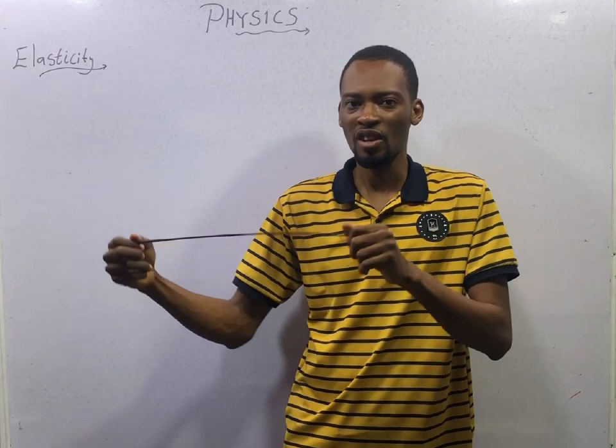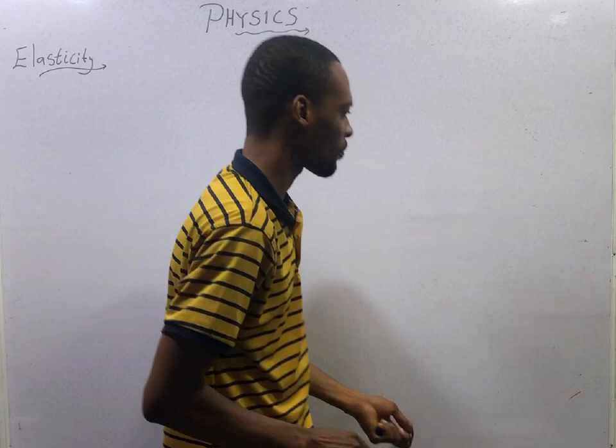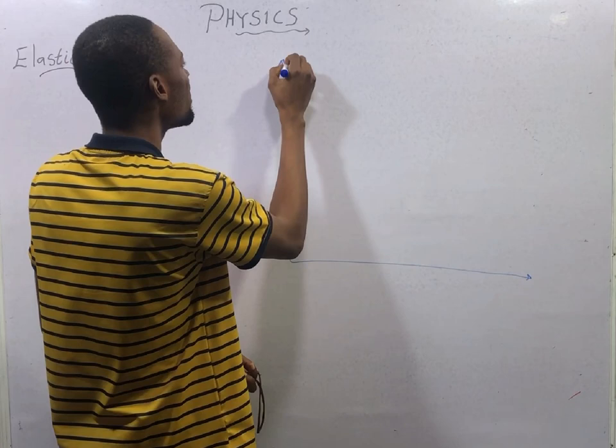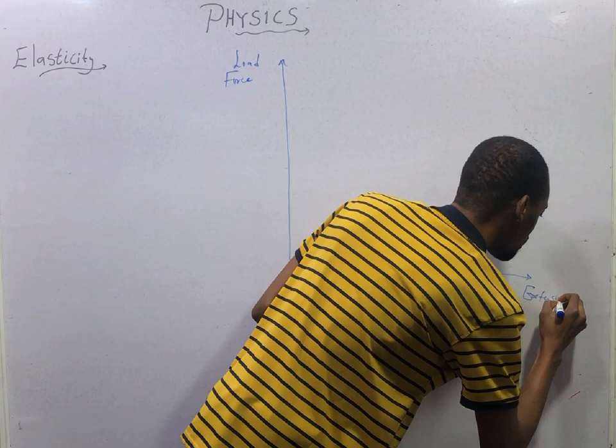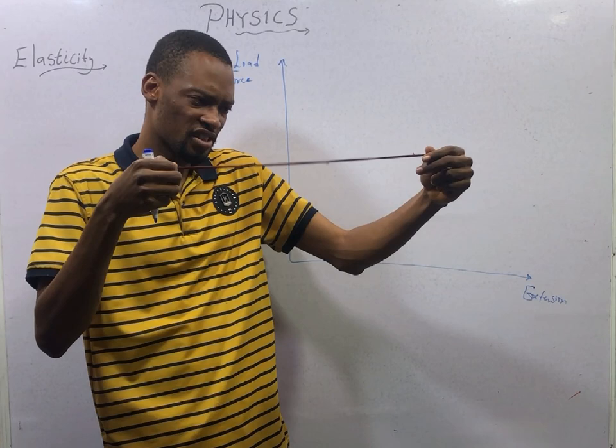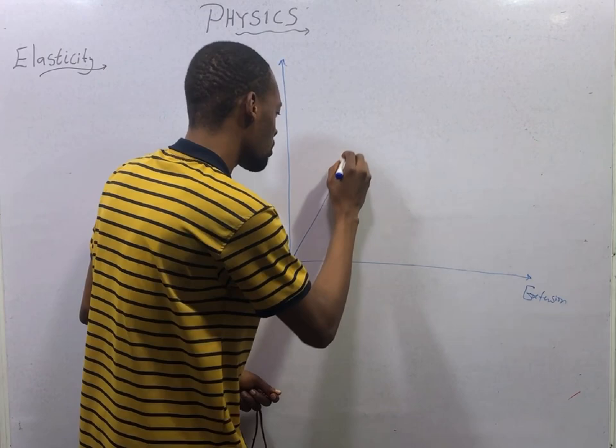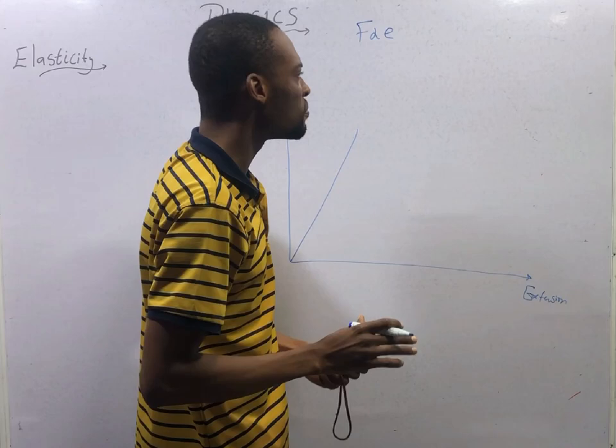Now, let's look at it this way. If we have something like this, let's call here the load or force or effort. Let's call here extension. For this case, you see that as the force is increasing, the extension is increasing. Force is proportional to extension, which means force depends on extension. The more the force, the more the extension.